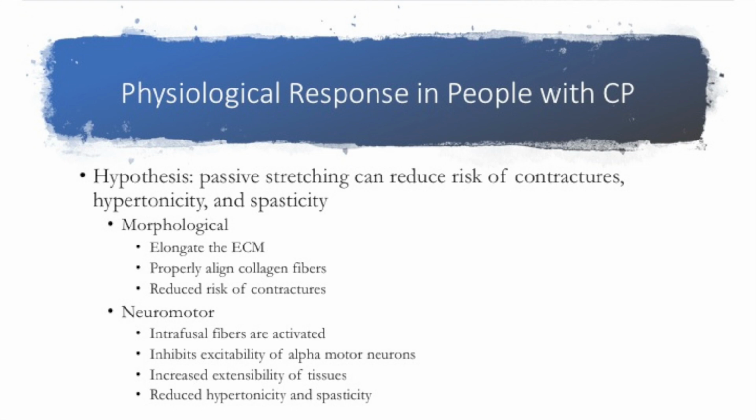The neuromotor response would stem from the intrafusal fibers. The intrafusal fibers will be activated by the stretch, inhibit the excitable alpha motor neurons, and therefore increase the extensibility of the tissues. The neuromotor response should help reduce hypertonicity and spasticity in the patient.